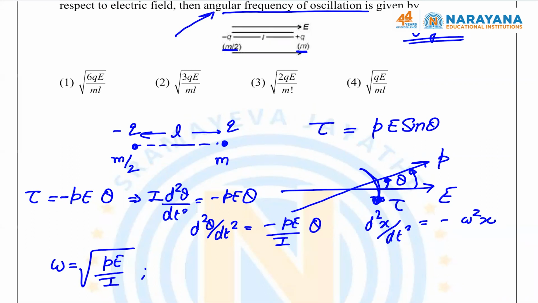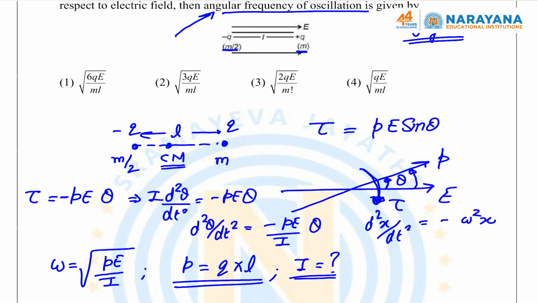Now, the catch in this question is electric field is given, we need to calculate the dipole moment and the moment of inertia. Dipole moment is straightforward, charge into the distance between the charges. Calculating moment of inertia, you have to think. Whenever we have this system freely oscillating, it will be oscillating about its center of mass. Note this point, not the center, but the center of mass.